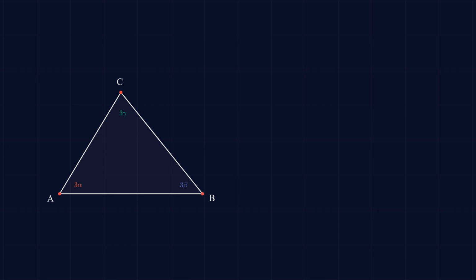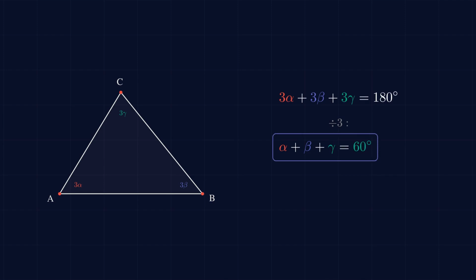Now here's the crucial observation. The angles of any triangle add up to 180 degrees, so 3 alpha plus 3 beta plus 3 gamma equals 180. Divide everything by 3, and you get alpha plus beta plus gamma equals 60. Remember that number. 60 degrees is the hidden engine of this entire proof.